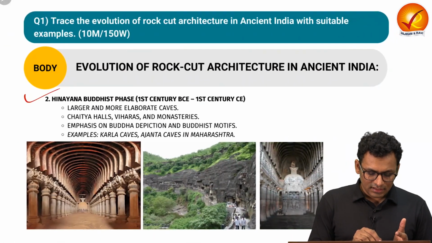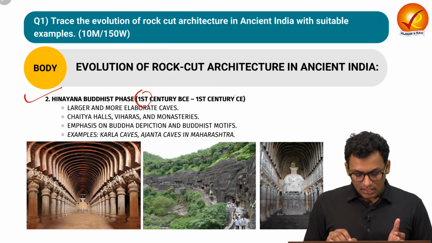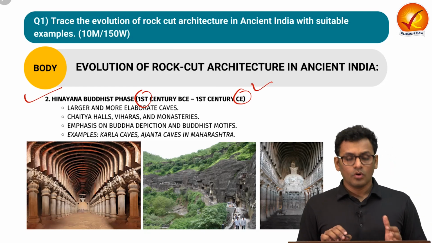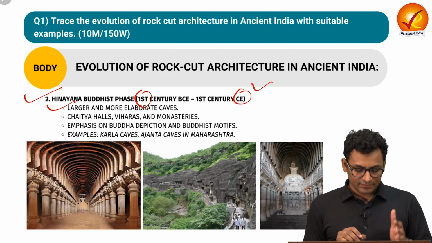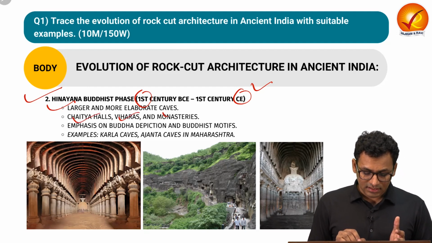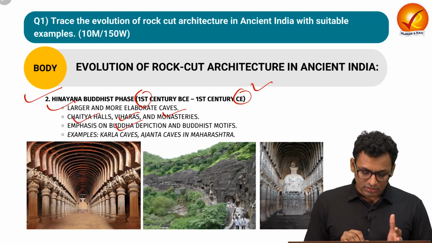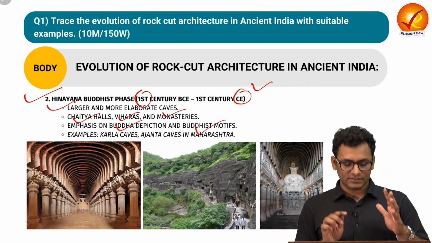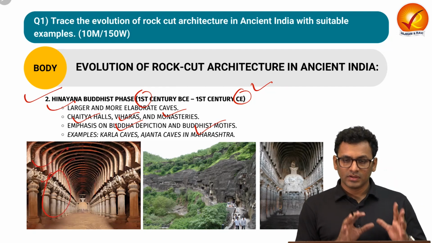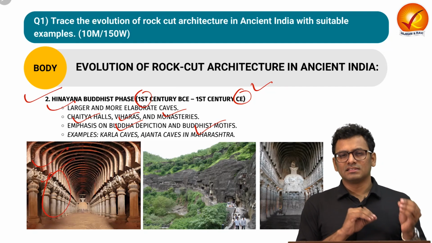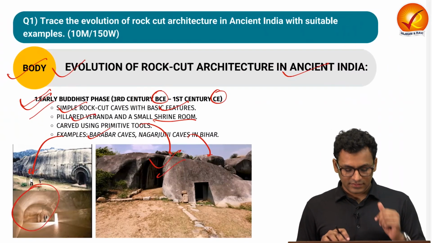Then coming to the second, which is the Hinayan Buddhist phase, which goes from the 1st century BCE to the 1st century CE again. Over here we have witnessed certain larger structures with elaborate caves. There are halls, there are viharas, and there are monasteries. And there is lots and lots of emphasis on Buddha's depiction and Buddhist motifs. You can talk about the Karla caves. You can see there are certain kinds of pillars. So basically this is the advanced stage from what we have seen in the previous early Buddhist phase.